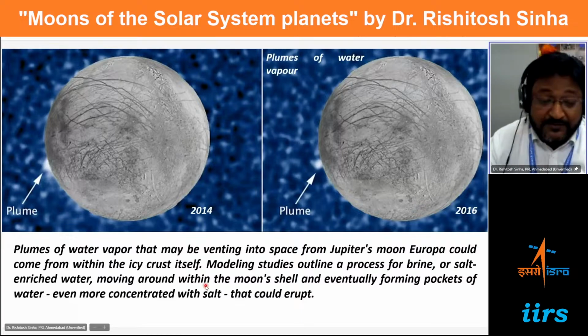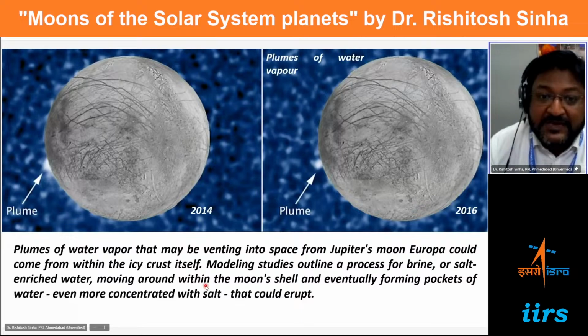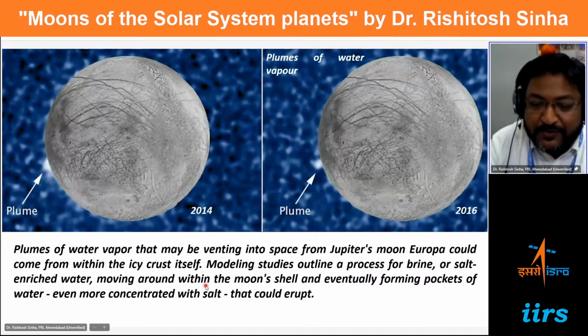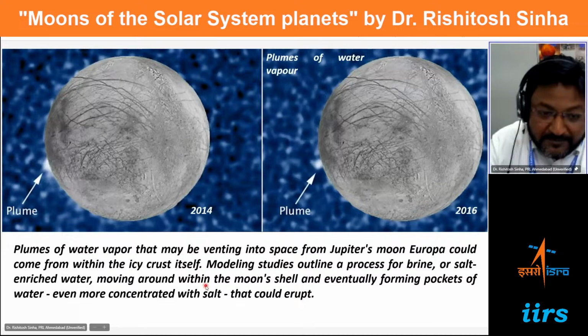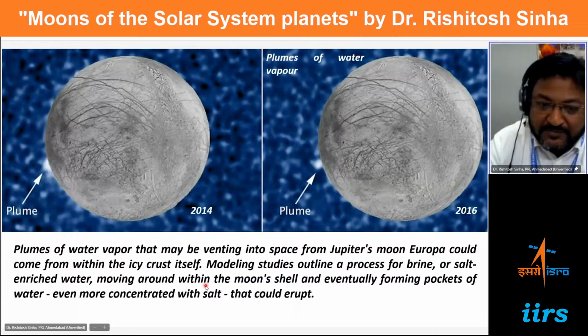So that's why these moons again have high significance when we look at the basic elements that are required for sustaining life. You need water, you need oxygen, you need organic compounds. So all these things have been, very promisingly, observed on these moons. That is why these moons are very important.